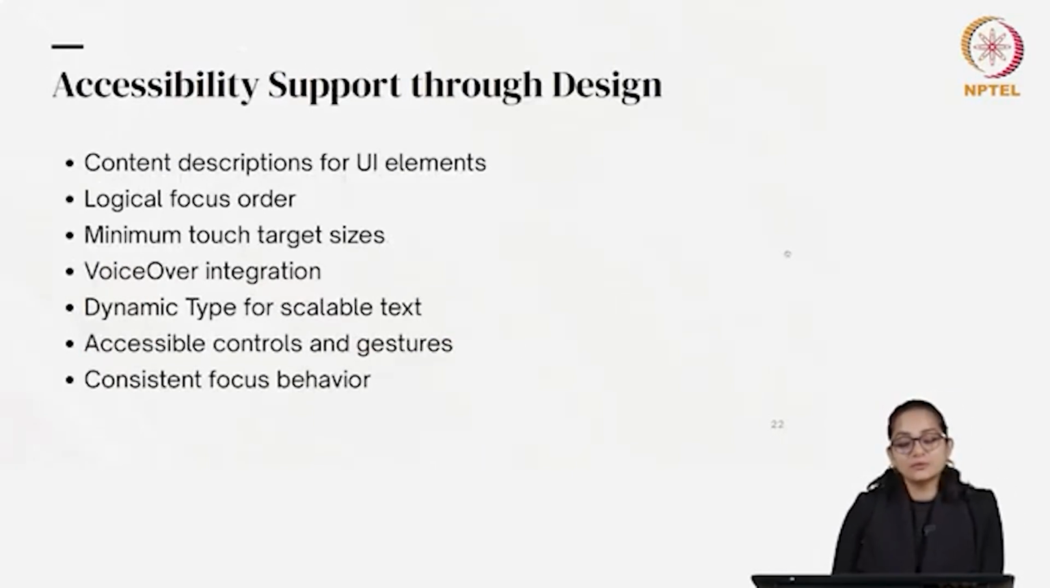Other than that, we can think about content descriptions for UI elements. We should think about logical focus order, particularly for the screen reader sequences. Then the minimum touch sizes should be either scalable as per the requirement, or to be on the safer side, if your visual design allows, you can make it slightly bigger as compared to the required minimum sizes, why not?